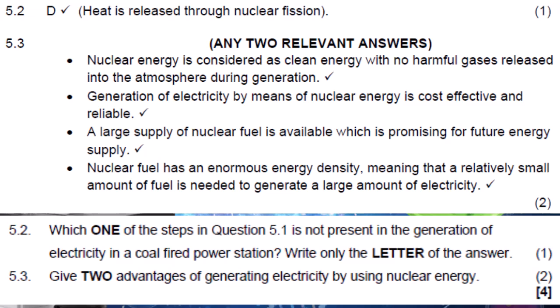So clean operation and efficient, reliable power generation. Those are the key selling points, yes. Though waste disposal and safety are, of course, major considerations on the other side.